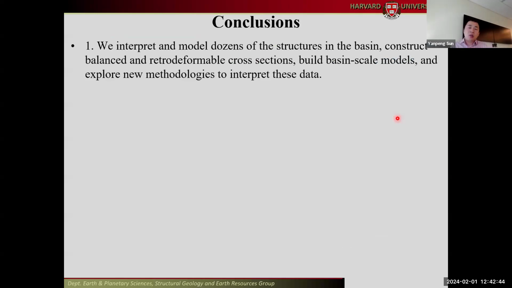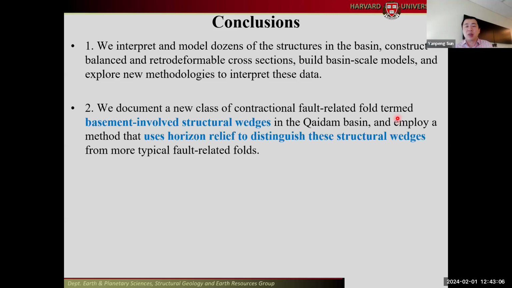So with that, the conclusion that we draw from this study is that first, we can interpret and model this kind of the series structure in the basin, try to build this regional balanced and retrodeformable cross section, and to understand the basin scale models, and also to explore some of the new methodologies to interpret this data, building upon some of the more conventional fault-fault relationships.